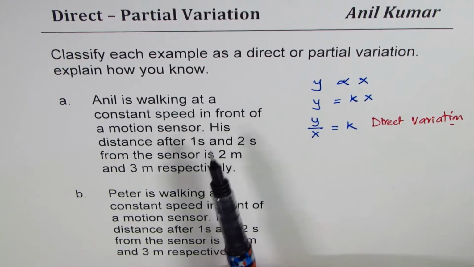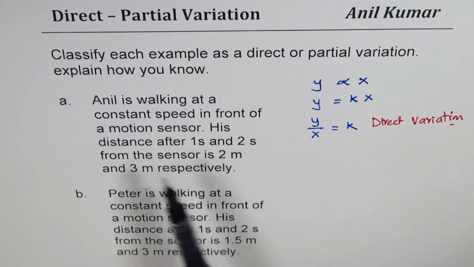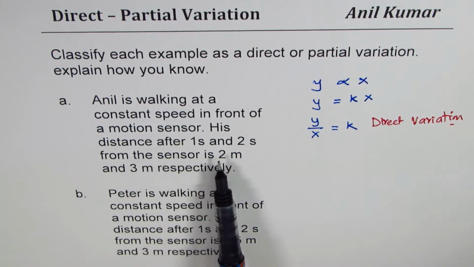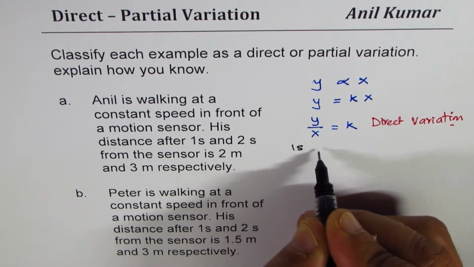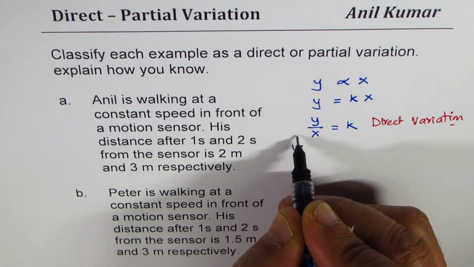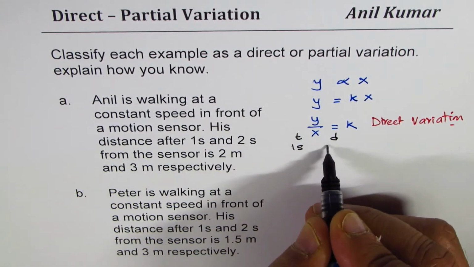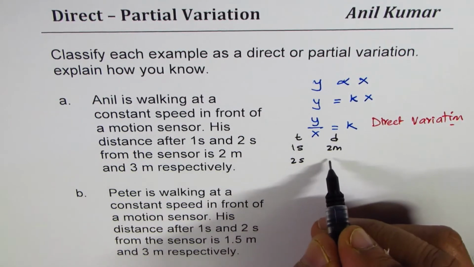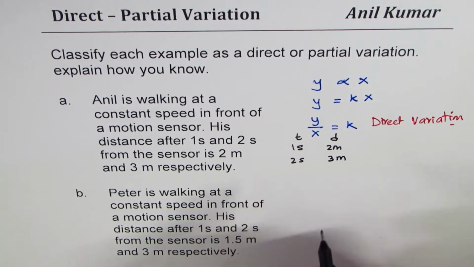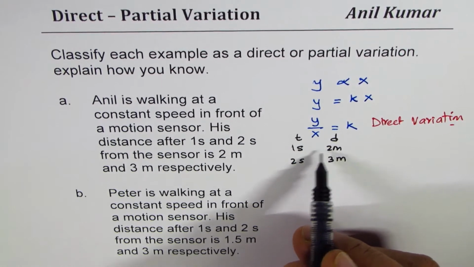So in the first case, we are saying that his distance after 1 second and 2 seconds from the sensor is 2 meters and 3 meters, right? So we are saying 1 second, that is time, and the distance is 2 meters, and after 2 seconds, the distance is 3 meters, right? He is going with a constant speed. So let's check that ratio. So what do we get?